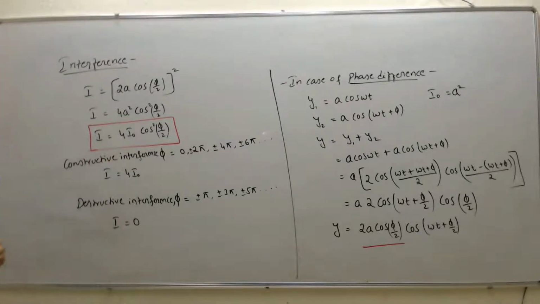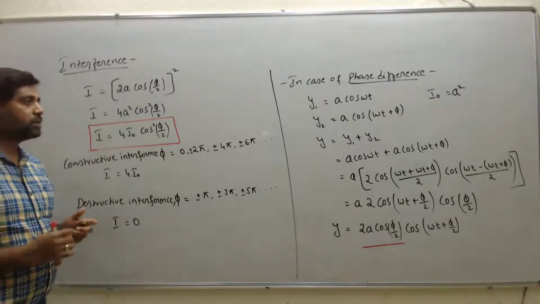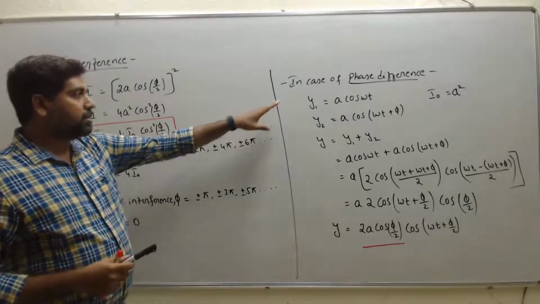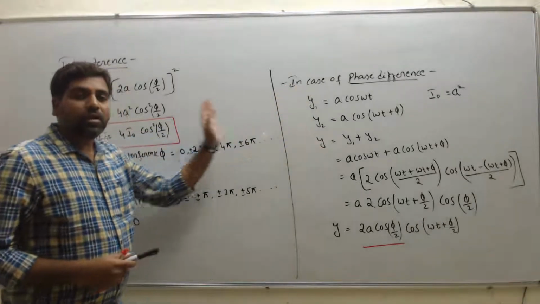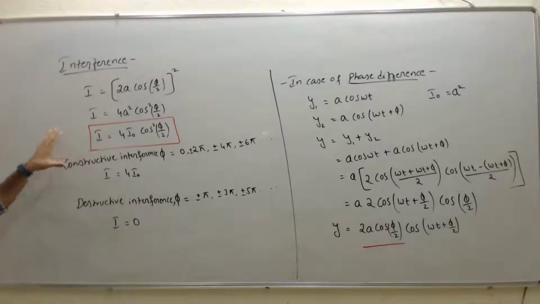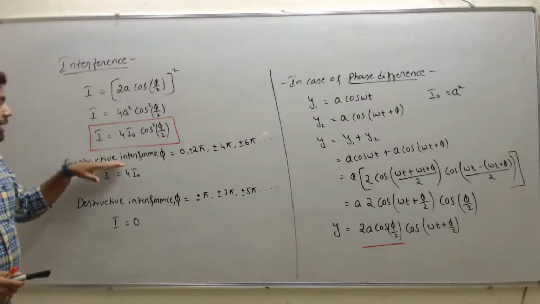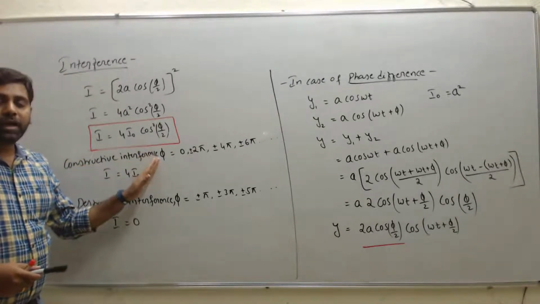So for 5 marks, if they ask to give the theory of the interference, then we have to write in case of phase difference and also in case of the path difference.